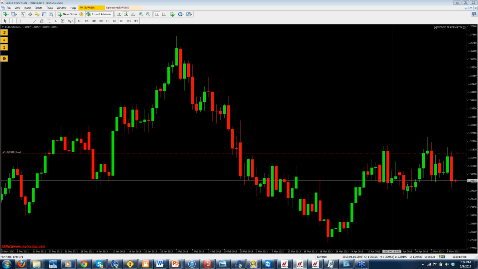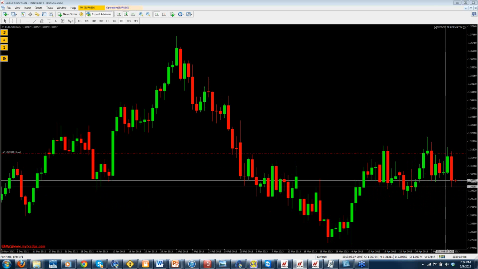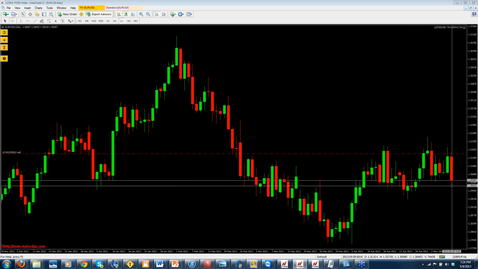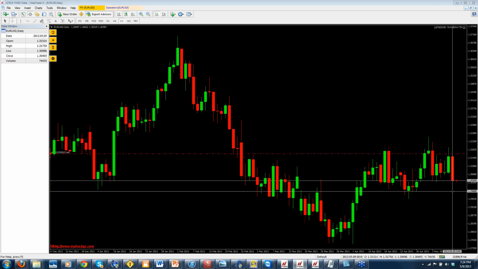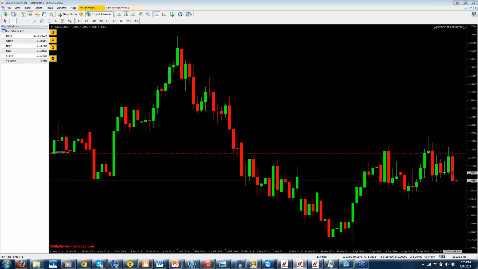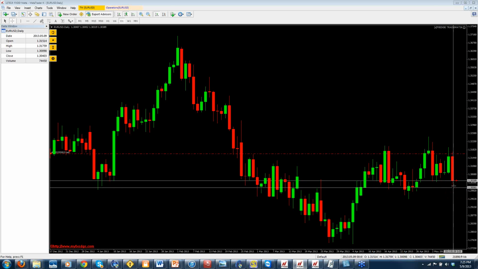and you can see that price dropped all the way down to 1.30098. Okay, so that was our entry. Our entry was at 31.63, 1.3163. Price dropped all the way down to 130.09.